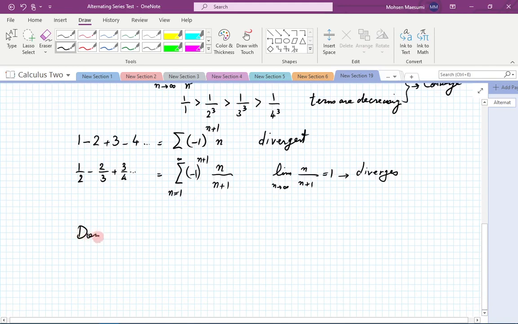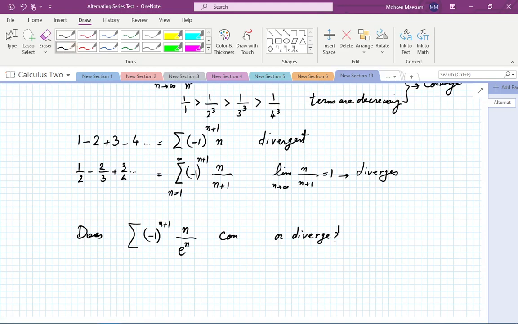does the sum of, say, minus 1 to the power of n plus 1 times n over e to the power of n, does this thing converge or diverge? So question 1, does it converge or diverge? What do you think? Maybe I wait a minute and then you go ahead.